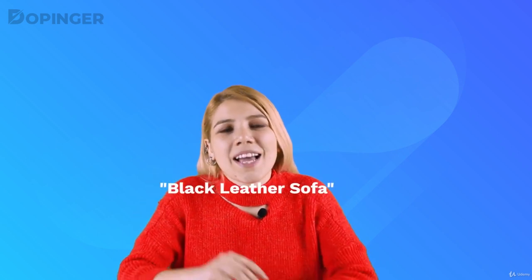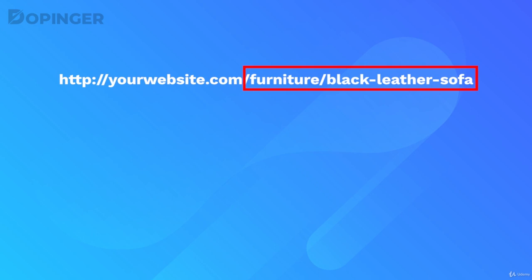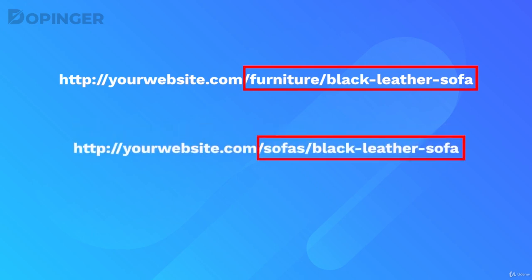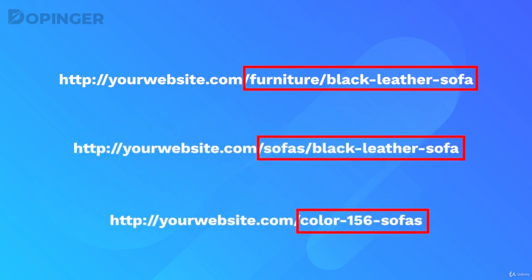Here is an example of targeting black leather sofa as a keyword in a URL. This is the best URL. This is a good URL. And this is a bad URL. Well, so that's it for the tactics. Now, let's recap on them.